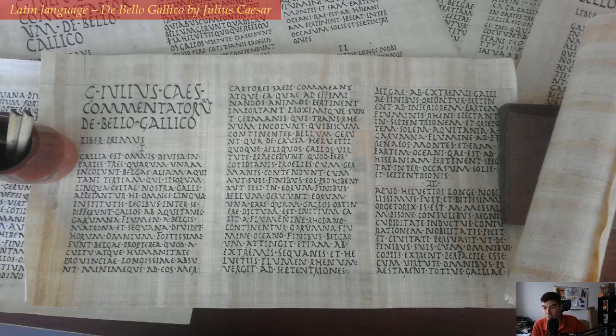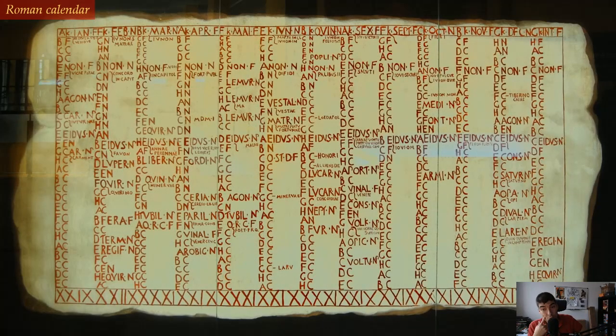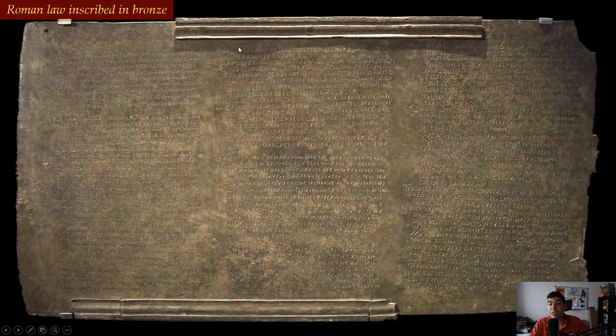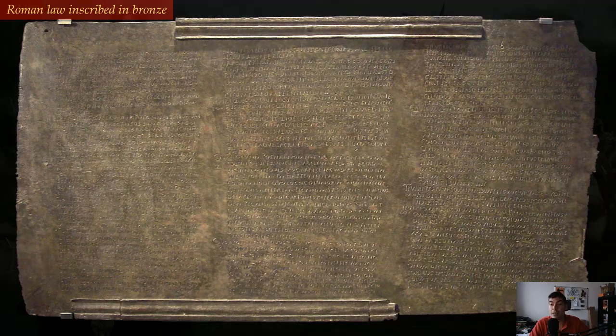A magnificent book. This is a Roman calendar with the 12 months. Januarius, Februarius, Martius, Aprilis, Maius, Junius, Quintilis, Sextilis, September, October, November, December. And the last month, the intercalar. Well, and this is a Roman law. The Roman laws were usually inscribed in bronze and they were exposed in public places, so everyone could read them.